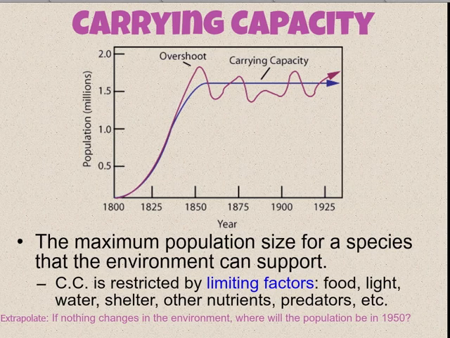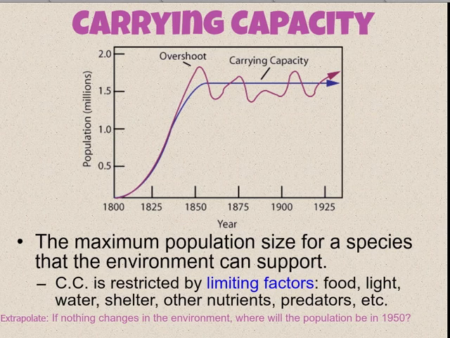Okay, so we said earlier that the whole point of a limiting factor is that it limits the population. So what is that population limit? What's the maximum the population can ever achieve? That's called the carrying capacity. So the maximum population size for a species that the environment can support is its carrying capacity. CC, carrying capacity, is restricted by limiting factors. Examples of limiting factors would be food, light, water, shelter, other nutrients, predators, etc.